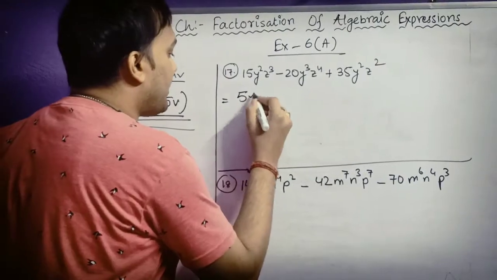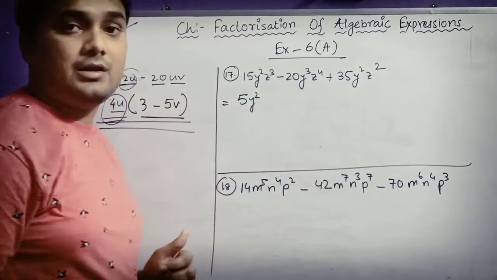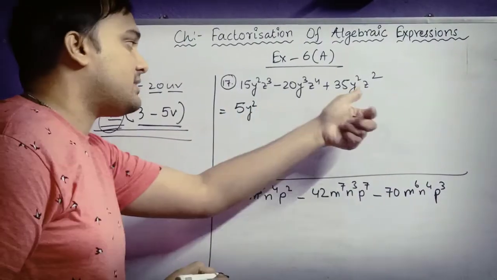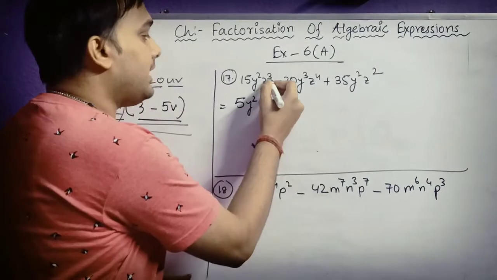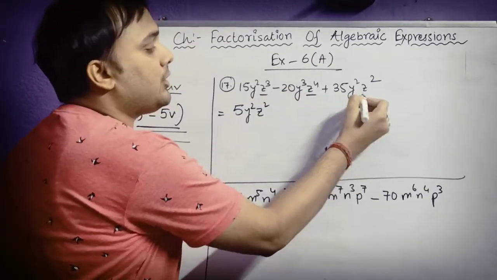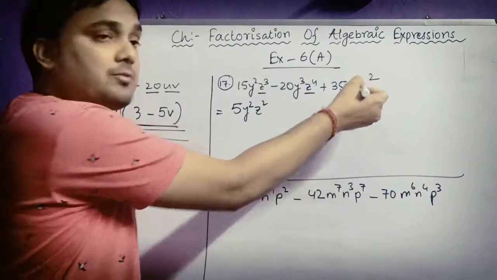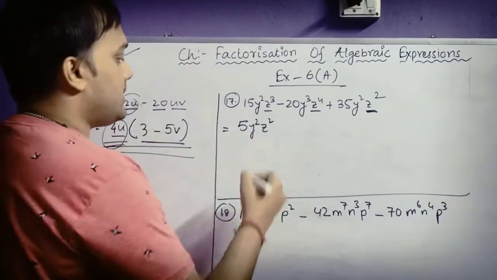So y square will come outside, and here you can see z cube, z to the power 4, z square. So the maximum common which I can take from all three terms is z square. Because suppose if I take z cube, then I will get it from here, and from here also, but z cube I cannot get here, as z square is less than z cube. So I have to take something which is there in all the terms. So z square I will take.